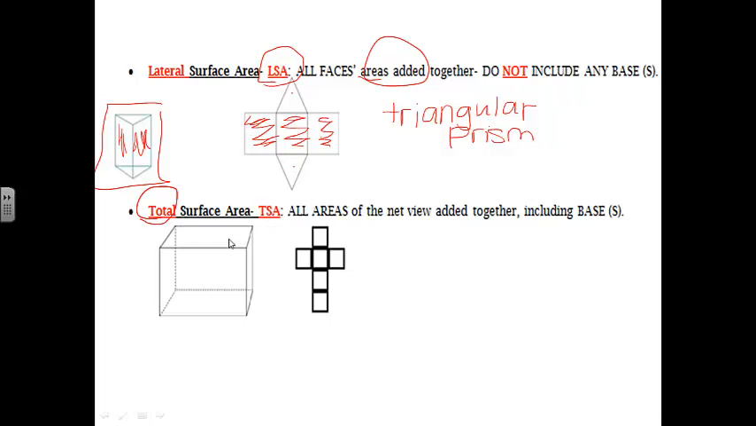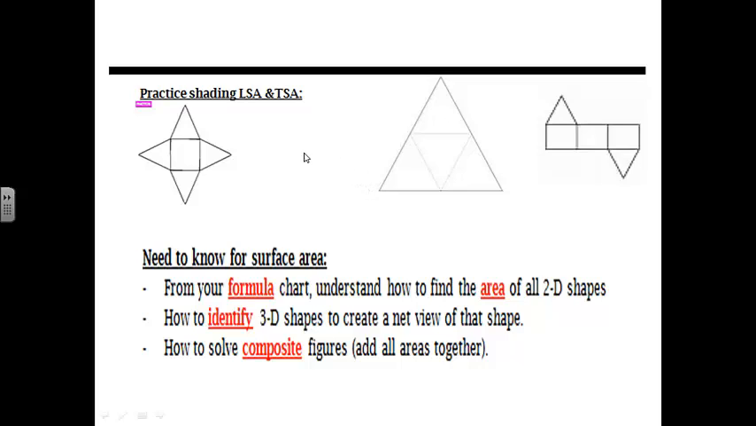So let's go to total, and we'll talk more about real life examples in just a second of what surface area means to you. But let's talk about total surface area, TSA, we're going to abbreviate. All areas of the net view, we have 1, 2, 3, 4, 5, 6 areas right here, added together, they're going to include the base. So we're going to get the areas of every single area in the net view. Total means the total area.